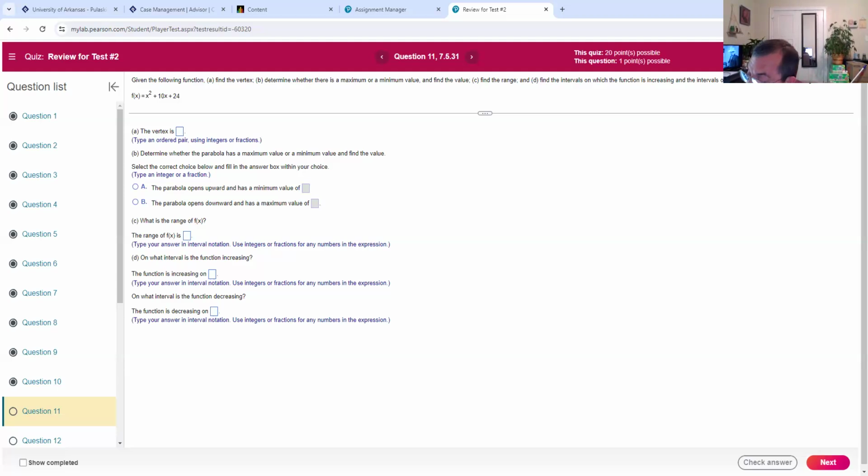The range. So the range was the y values and then increasing and decreasing. So remember, the range deals with the y values, increasing and decreasing deals with the x values. So what we need for sure is that vertex. So let's go work this.